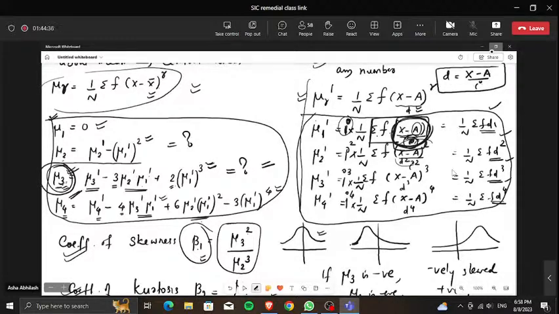Ma'am, if we don't divide D by I, then it's not necessary to multiply the whole equation by I, no need to multiply, right? Yes, you can continue with this formula if you are not dividing. If you are dividing, accordingly you have to multiply. If mu1 dash is there, multiply by I. If mu2 dash is there, multiply by I square. If mu3 dash is there, multiply by I cube. If mu4 dash is there, multiply by I raised to 4. Because here the power is increasing, that's why.